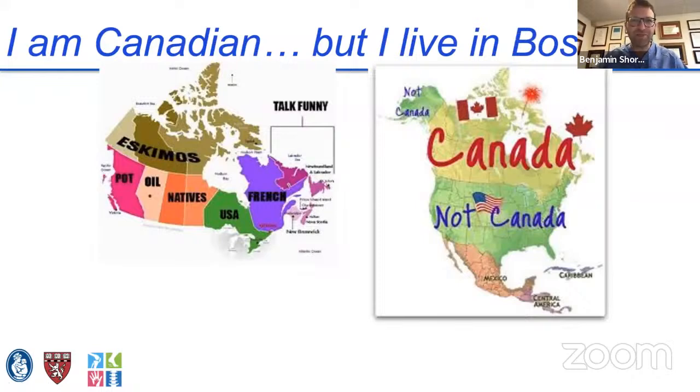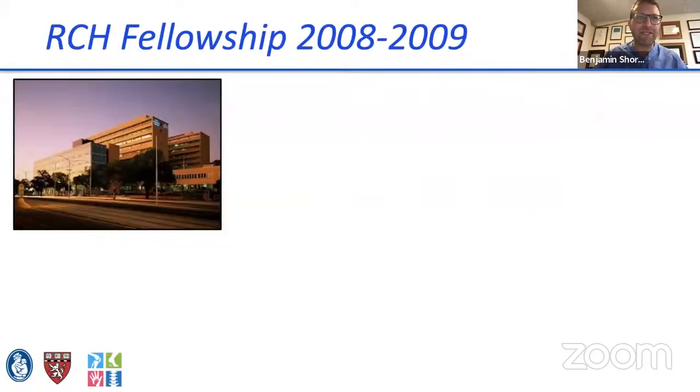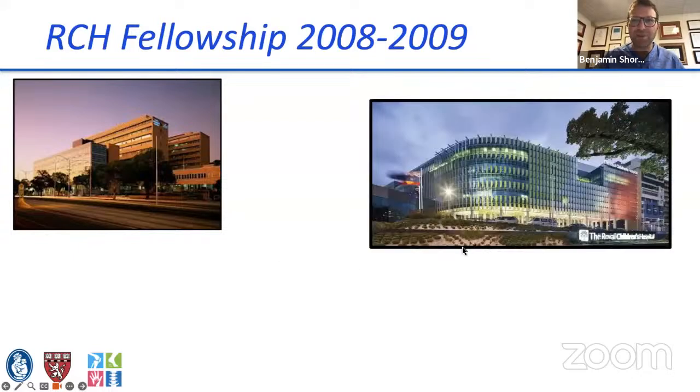Passport, much to the chagrin of my Canadian parents. I did my fellowship in the Royal Children's Hospital in Melbourne between 2008 and 2009, and this is what the hospital looked like back then. This is the hospital now, and it is spectacular. So if you have not been to the Royal Children's Hospital and have the opportunity to be in Melbourne, I would strongly suggest going. It's probably one of the more spectacular pediatric children's hospitals around.